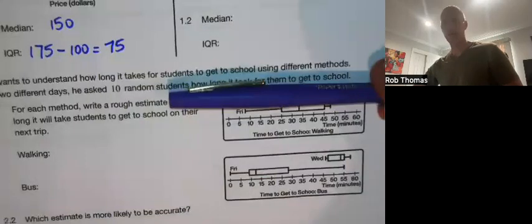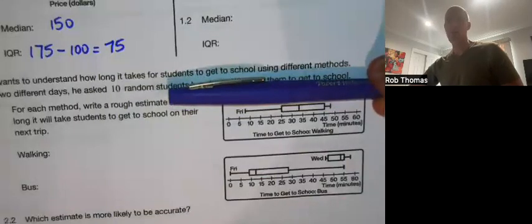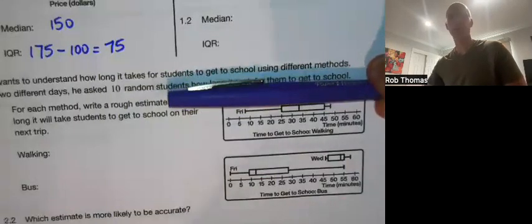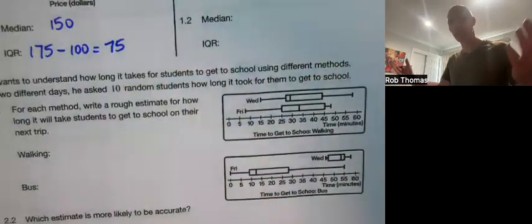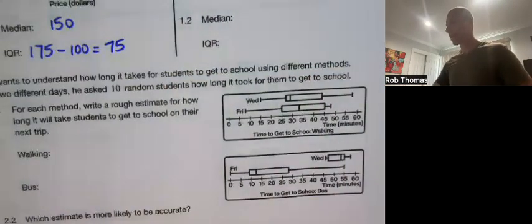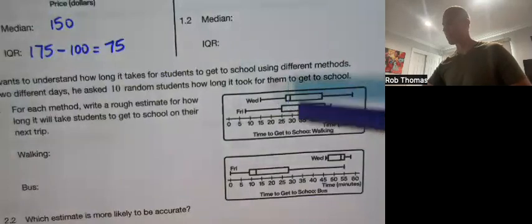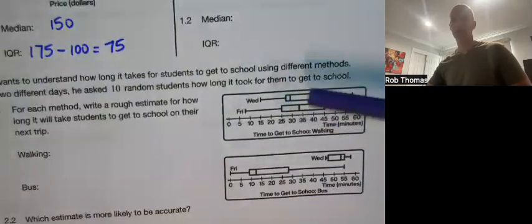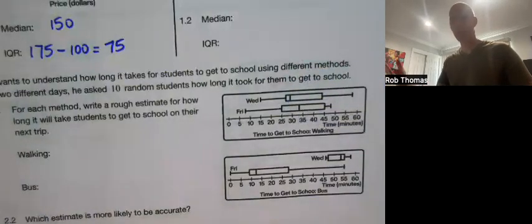Let's say we only had the Friday one, and you asked me, make a rough estimate of how long it takes. Well, I would just use the median. I'd be like, well, the median's in the middle. That's a rough estimate. But now we have two medians to consider. Well, how about we take the median of the medians or the average of the medians?